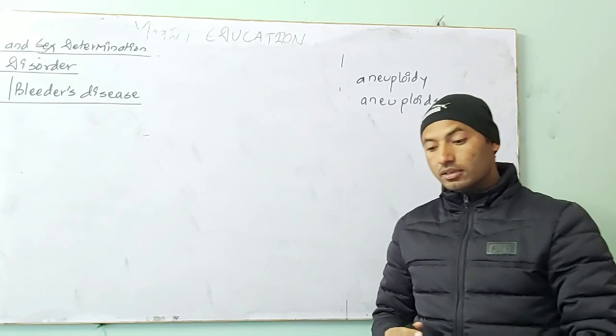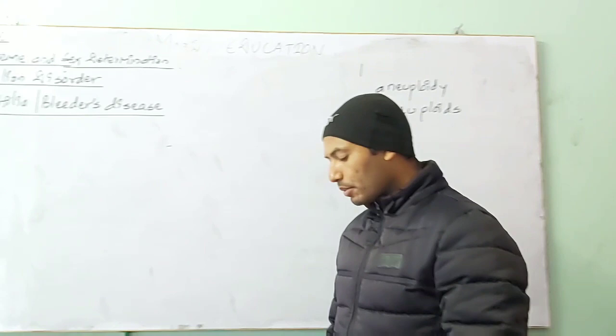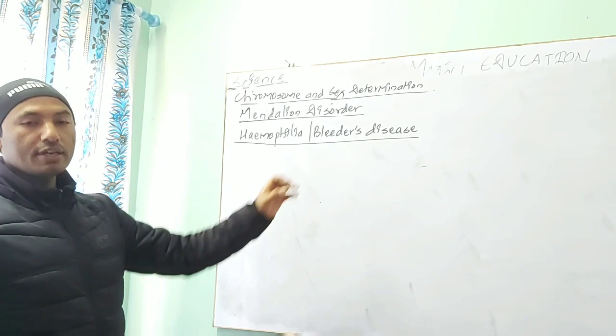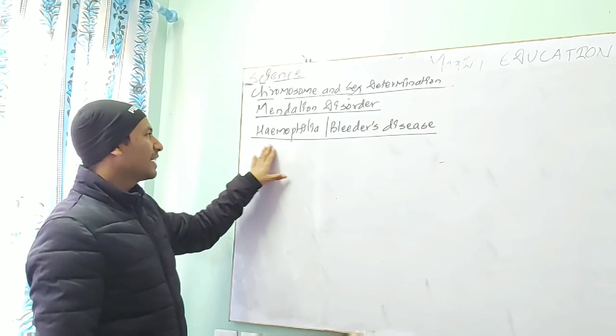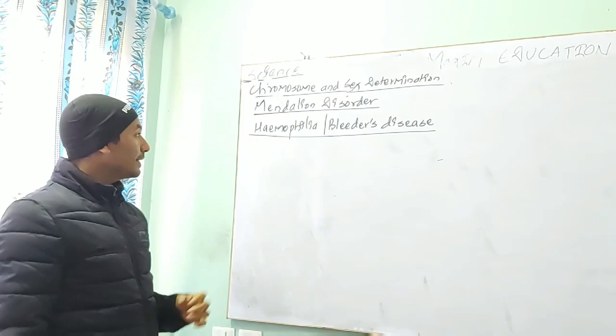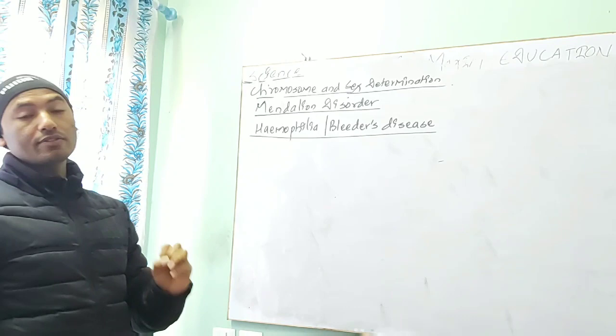We will be talking about the type of sex-linked disease. The disease that occurs either in male or in female only is called sex-linked disease. And here we will be talking about hemophilia, or Bleeder's disease. Bleeder's disease is that type of disease in which the body is unable to produce a clotting factor or clotting protein.